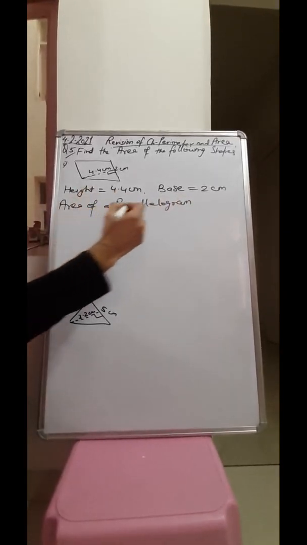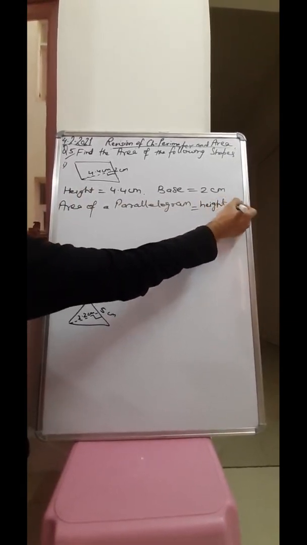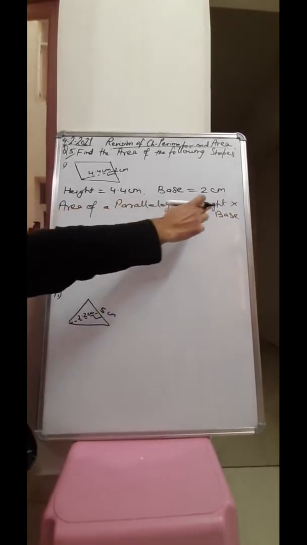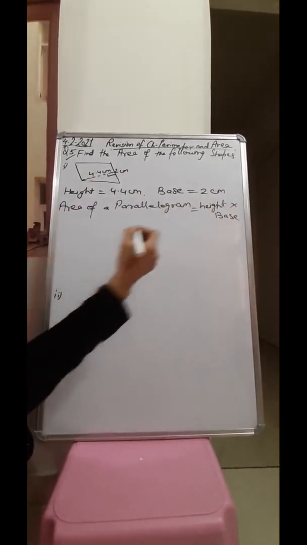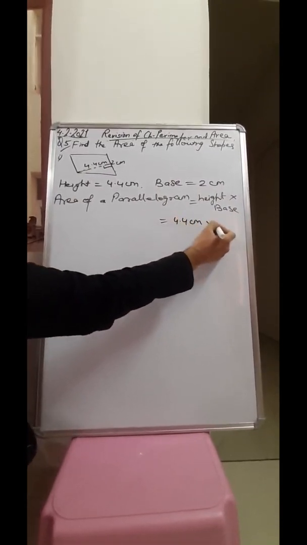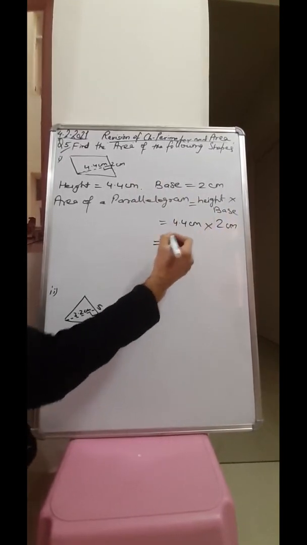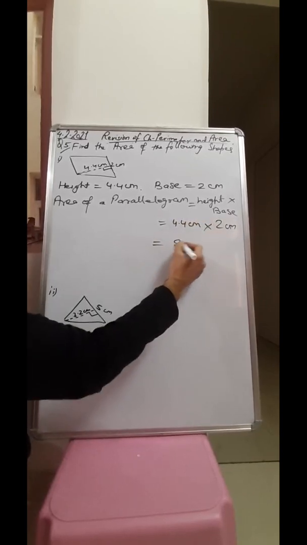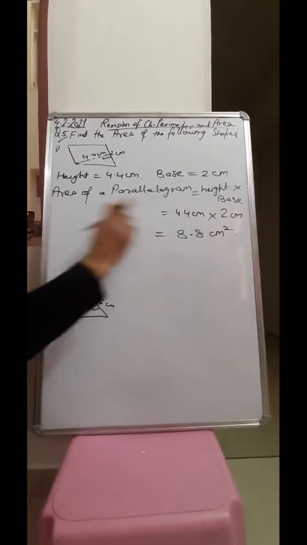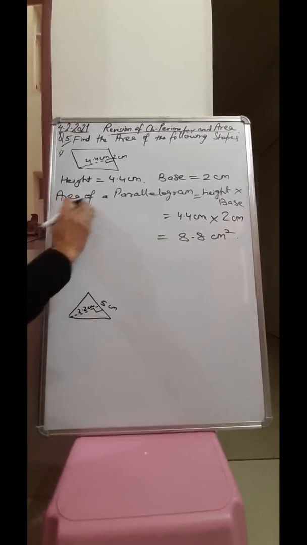So the area of parallelogram formula is height multiplied by base. Height is given to us, that is 4.4 centimeter. Base is 2 centimeter. So when you multiply them, 4.4 into 2 gives you 8.8 centimeter square. Because area will always come in square units, that means 8.8 centimeter square. This is our area of parallelogram.